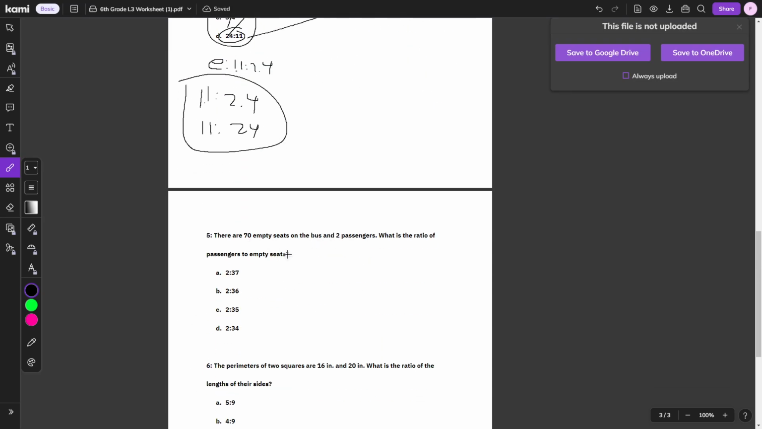There are 70 empty seats on the bus and 2 passengers. What is the ratio of passengers to empty seats? 2 passengers, 70 empty seats. Divide both sides by 2, it's 1 to 35. Odd again. We can see that the closest answer is this, but this says 2. So the answer would actually have to be 1 to 35. This is the correct answer.